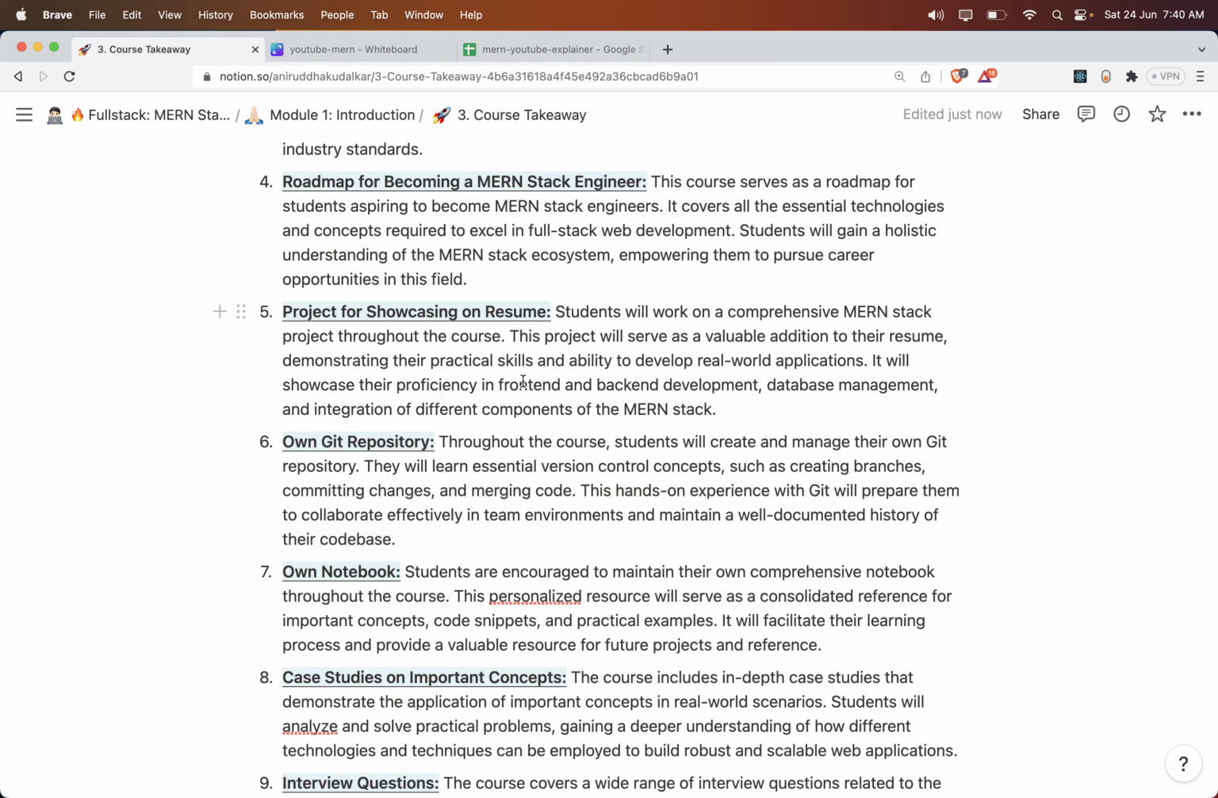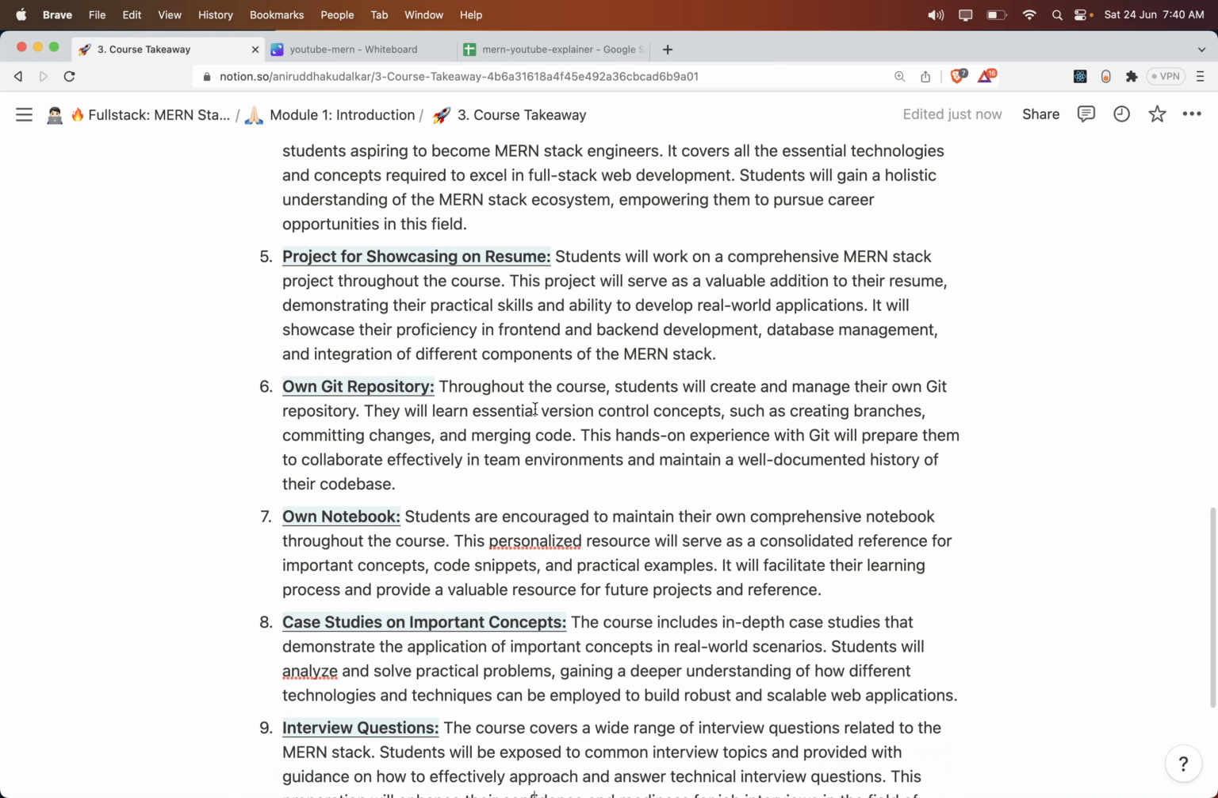Then what is the fifth key takeaway? Project for showcasing on the resume. Whenever you go to the market, remember that you don't have anything to present to the interviewer. Just appearing for an interview and showing your skill in terms of work makes a lot of difference. So in this course, we are going to develop one real-time application. And that application, you can write it on your resume: I have implemented this project.